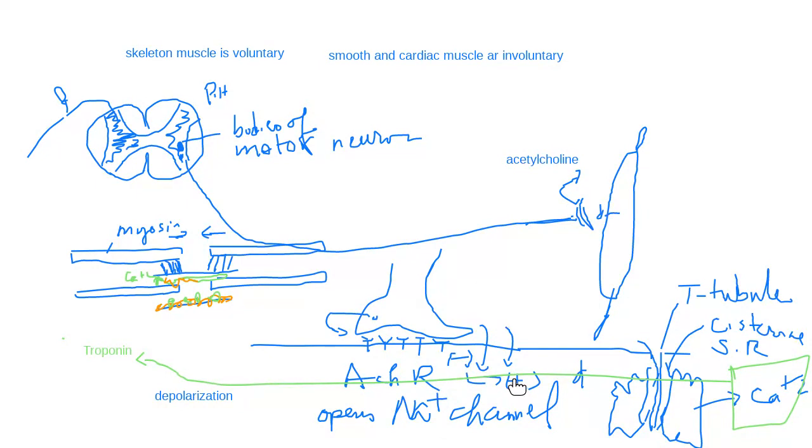We call that depolarization. The depolarization travels down the T-tubule. And because the T-tubule is in constant association with the cisternae of the sarcoplasmic reticulum, when the T-tubule is depolarized, calcium is released from the sarcoplasmic reticulum, right? So you just think of acetylcholine binding to the receptor, calcium leaving the sarcoplasmic reticulum. And what is the function of calcium? It binds to the troponin, which pulls tropomyosin out of the way, so the myosins can bind to actin.